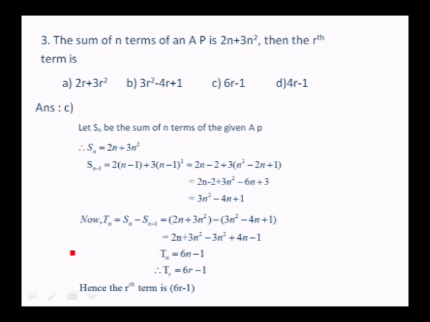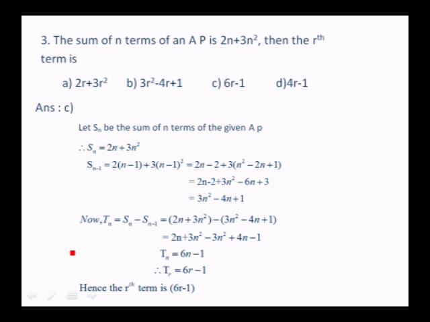So in the synopsis I have discussed about this one. Tn is Sn minus Sn minus 1. So Tn is equal to 2n plus 3n square minus of 3n square minus 4n plus 1. Subtract 1 from the other. Subtracting, 2n plus 3n square minus 3n square plus 4n is equal to, 1 minus 1, I am sorry. So Tn is 6n minus 1.